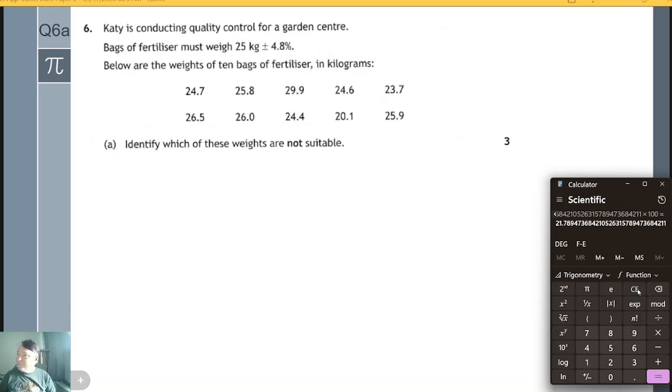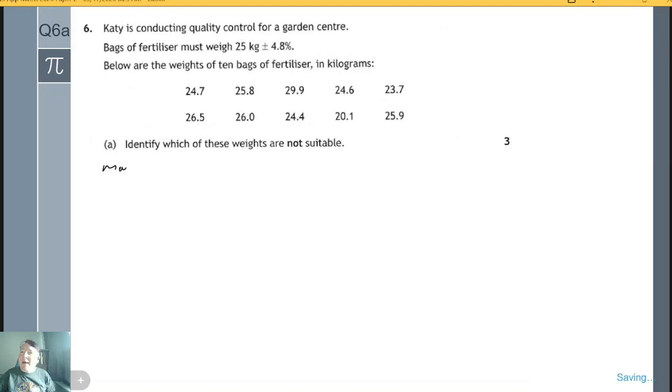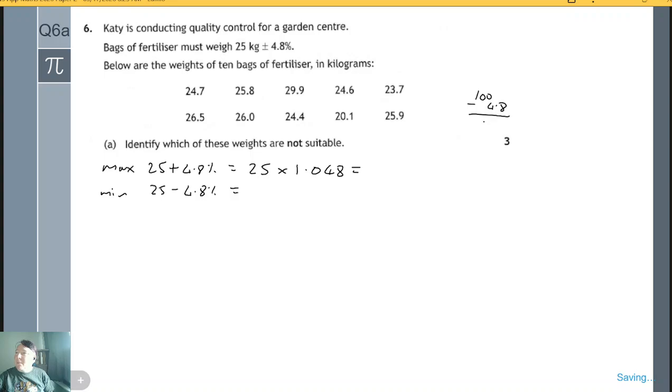So 25 plus 4.8%. This calculator is not going to do that. Right, let's work it out. So our max is going to be 25 plus 4.8%, which in a calculator is going to be 25 times 1.048. And our minimum is going to be 25 minus our 4.8%, which is 100 minus 4.8, which is 95.2. So our 25 times 0.952.